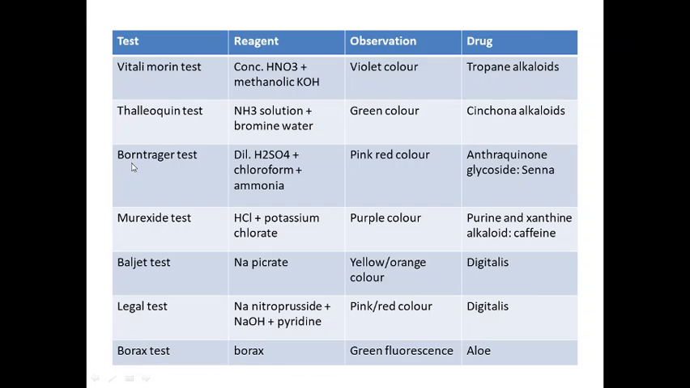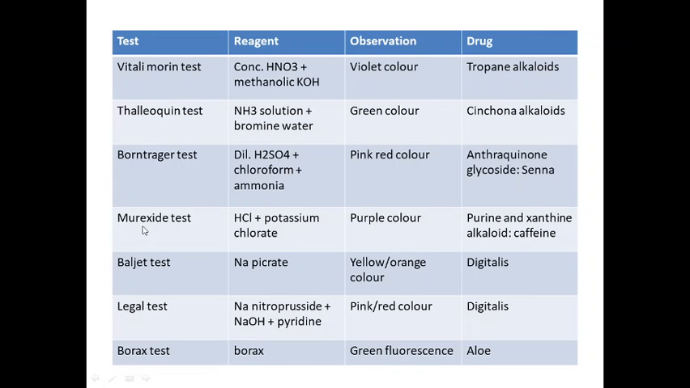Next, the Borntrager test. It is used for the identification of anthraquinone glycosides in senna. So in Borntrager test, dilute sulfuric acid, chloroform and ammonia are used as reagents, and these anthraquinone glycosides show the pink red color.